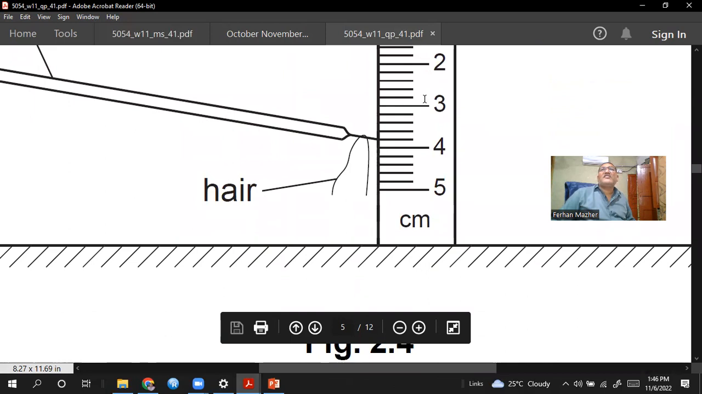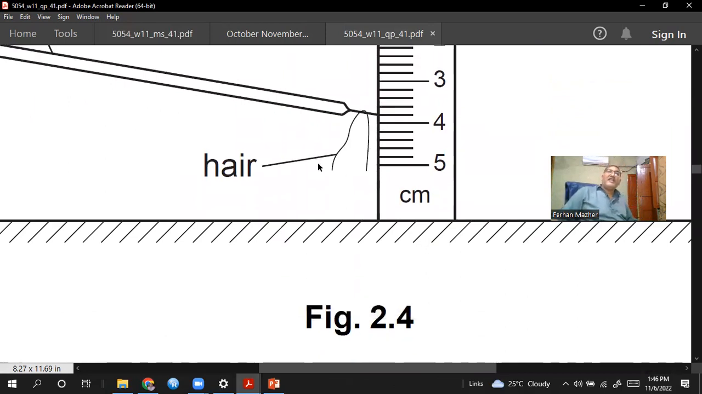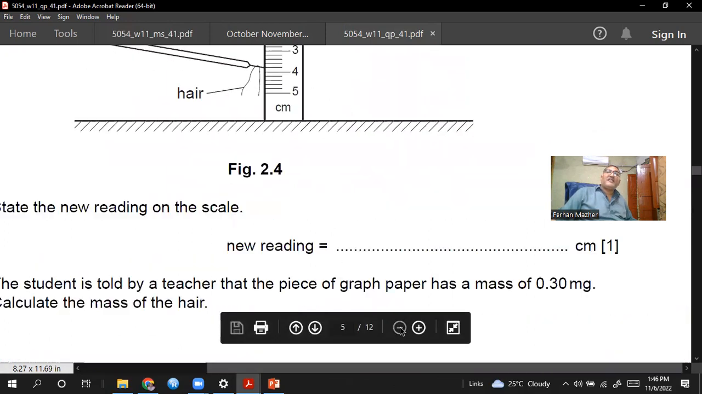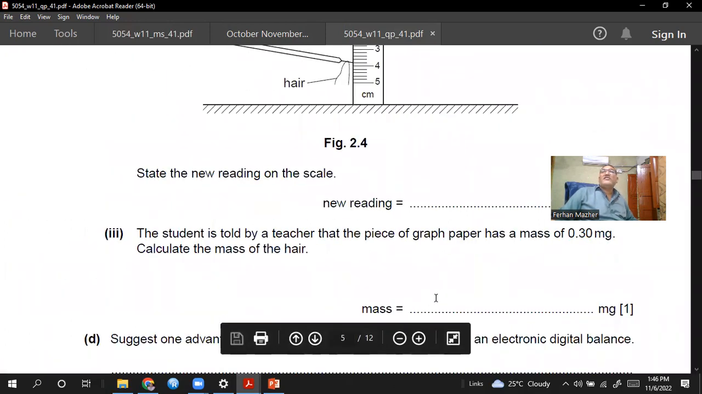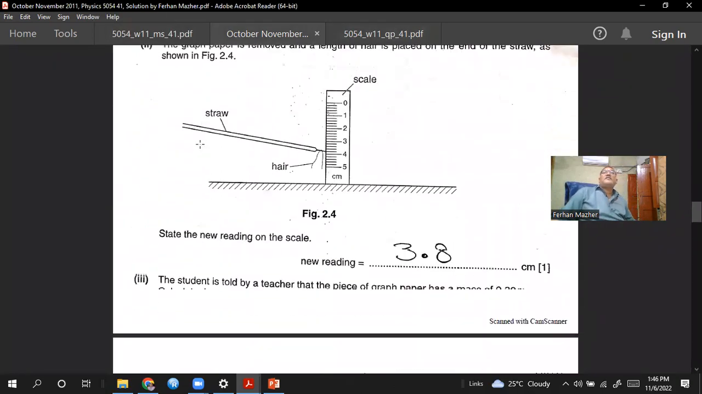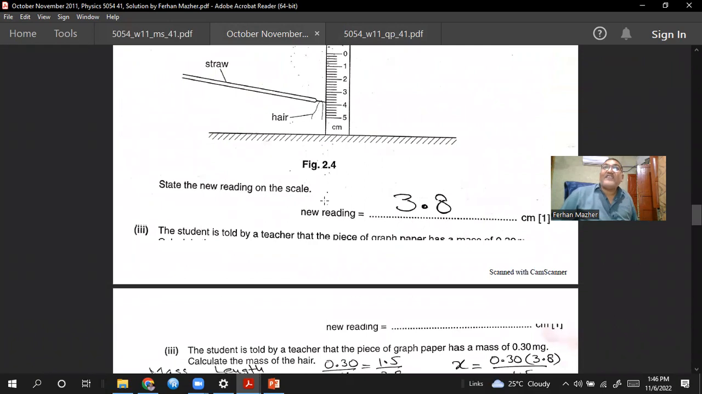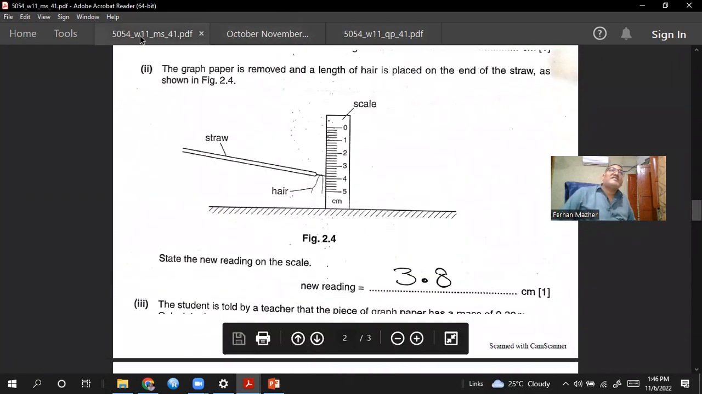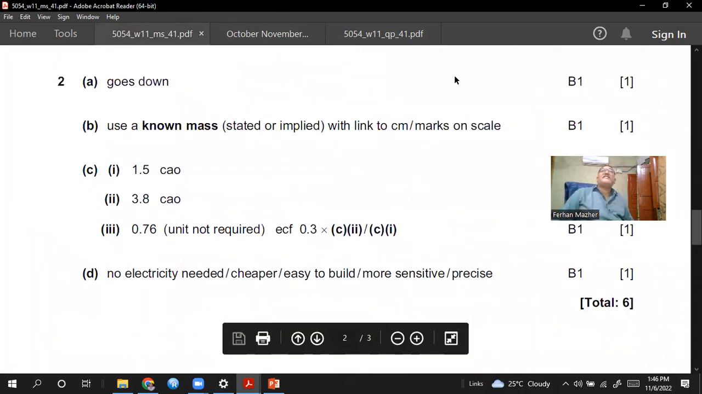So what is this reading? This is 3.2, 3.4, 3.6, 3.8. So the reading will be 3.8. So the reading is 3.8. So I will write here 3.8. As you can see, I have written here. So let's check from here. 3.8 is the right answer.